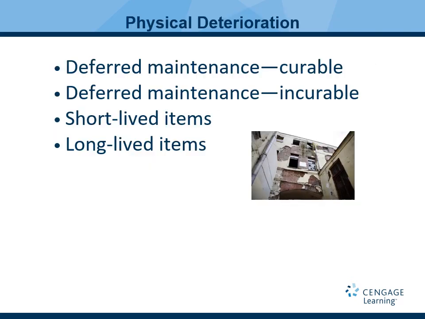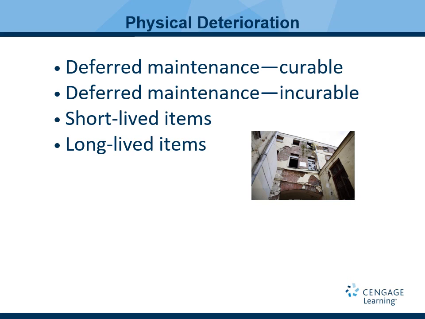So let's talk about physical deterioration. Now, all building components belong in one of these categories. So we have deferred maintenance, which is curable, deferred maintenance, which is incurable, short-lived items, and long-lived items. So let's talk about each one. Now, I know I had already mentioned that most of the time physical deterioration is curable, and that is true. And so examples of that would be painting a house, replacing a roof, replacing broken windows, that kind of thing.